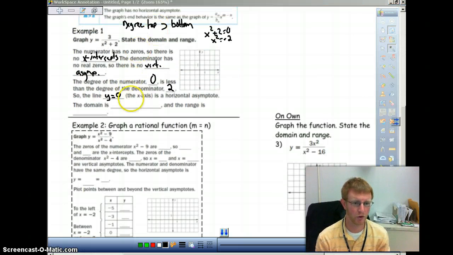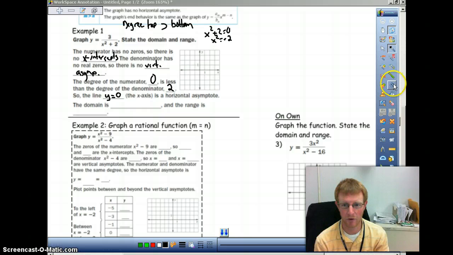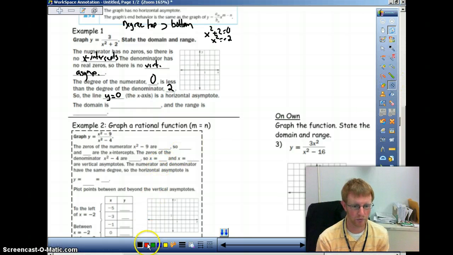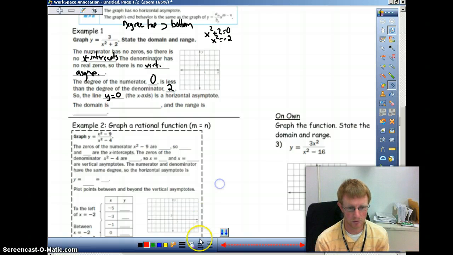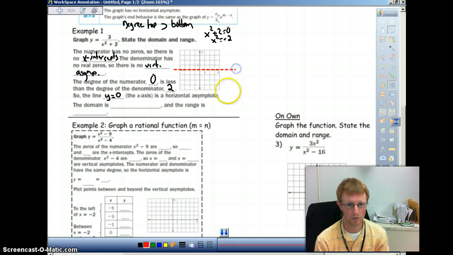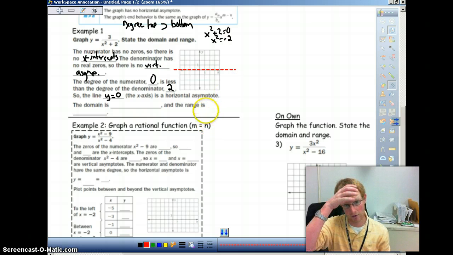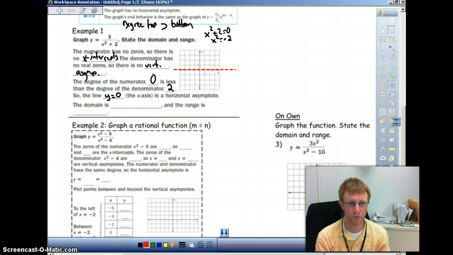We're not going to worry about the domain and the range yet, so let's just go through and do exactly what we're going to do here. So we have no x-intercepts, we have no vertical asymptotes. The only thing that we have is a horizontal asymptote at y equals 0. So I'm going to do a line there. Okay, so there's our horizontal asymptote. Seems pretty straightforward so far.